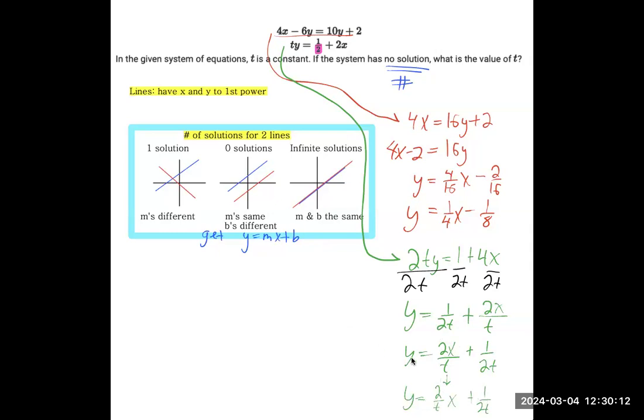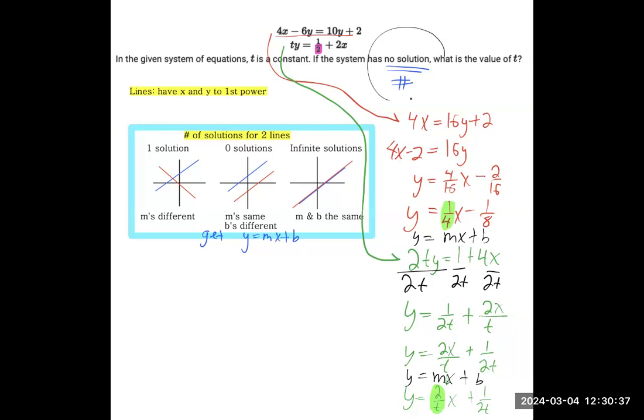In other words, we want to know that the slope is 2 over t. It's the thing in front of the x. So the slope right here, like we just said, is 2 over t. The slope right here is 1 over 4 because we have it in the y equals mx plus b format. And the thing right in front of the x is the slope. So we have our two slopes, 1 over 4 and 2 over t.